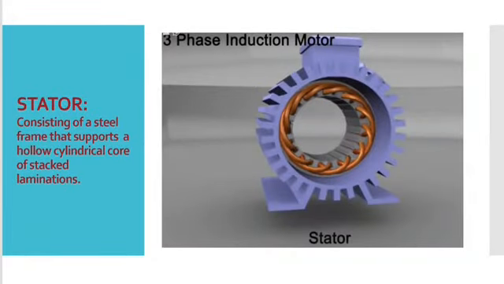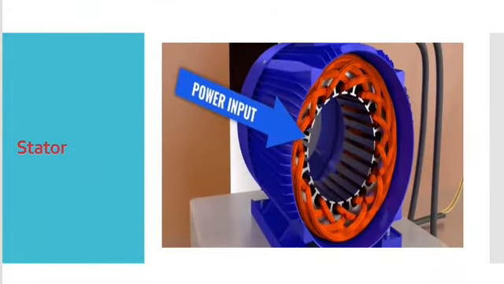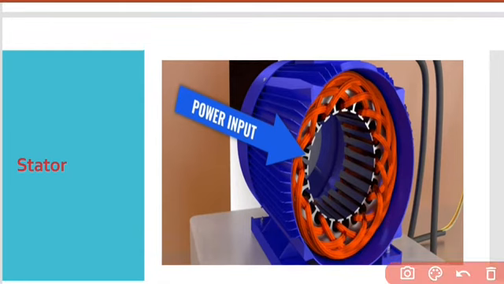The stator looks like that. If you remove the rotor from the stator, and you look in your laboratory, the stator looks like that. Basically the stator has the three coil winding. You can see in the picture, this is the winding, and the three-phase power input is given. So the stator is basically a three coil winding, and three-phase AC power is given as an input to the stator.